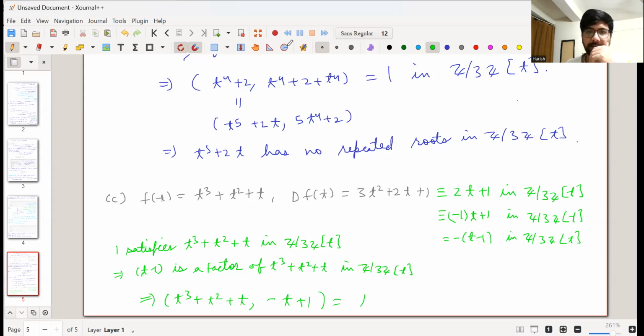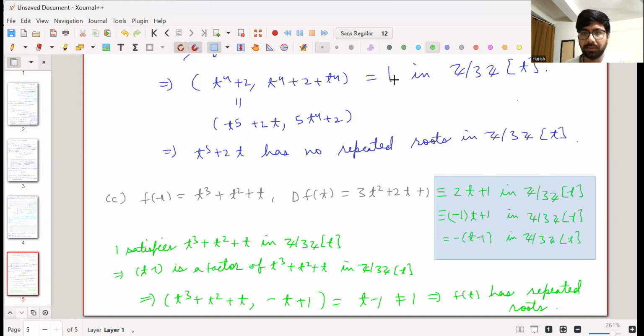Yes, you are right, Vivek. Which is not equal to 1. This implies it has repeated roots. This implies f(t) has repeated roots. I should not have used this color.